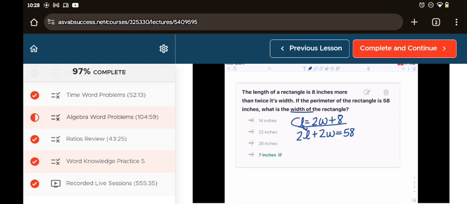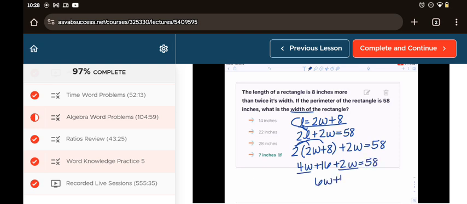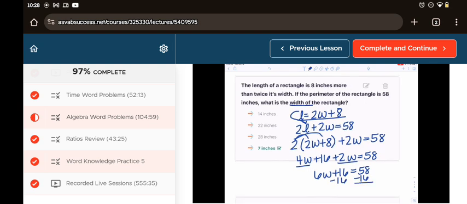All right, so here, because I have L equals this, I can substitute the L in my second equation. So I'm going to do 2 times (2w plus 8) plus 2w equals 58. I'm going to distribute this 2. 2 times 2w is 4w. 2 times 8 is 16, plus 2w equals 58. 4w plus 2w is 6w. I'm going to subtract 16. That gives me 42. 6w equals 42. So I divide by 6 and I get w equals 7. And that's exactly what I'm looking for, so that is my correct answer.